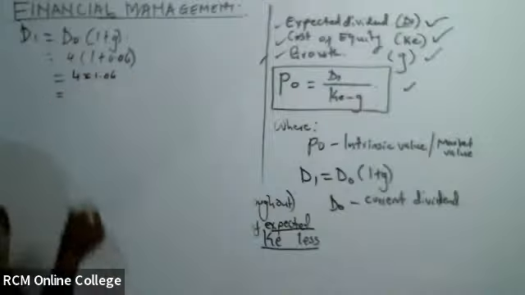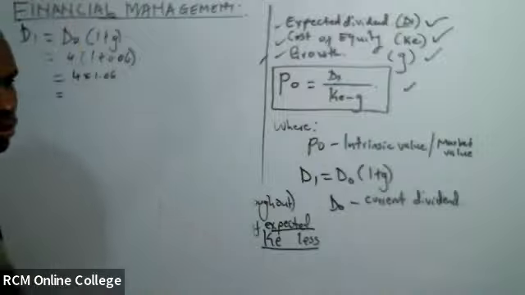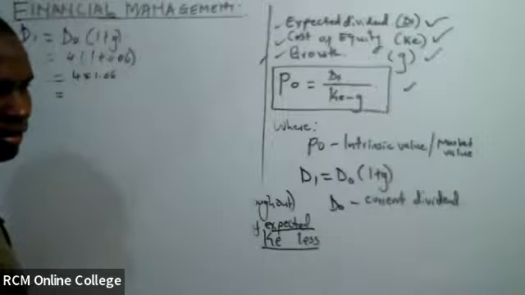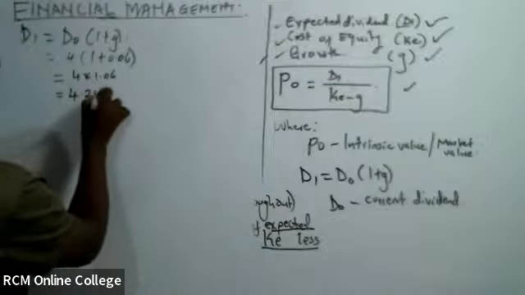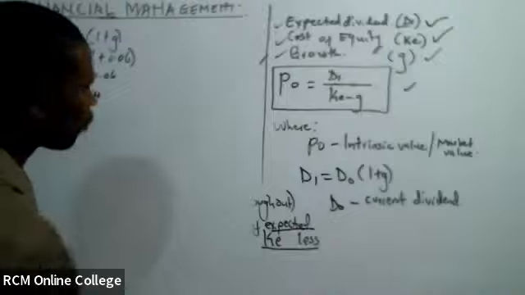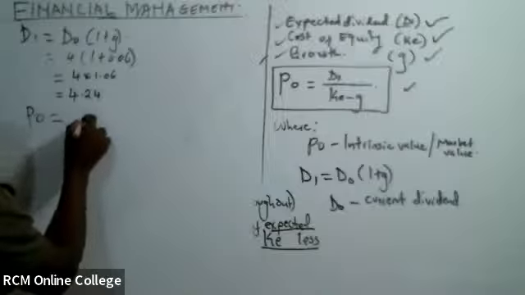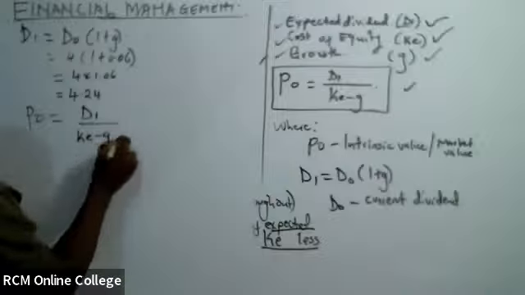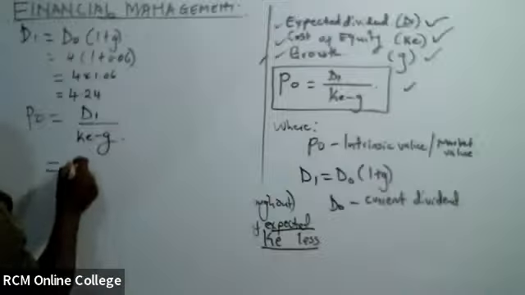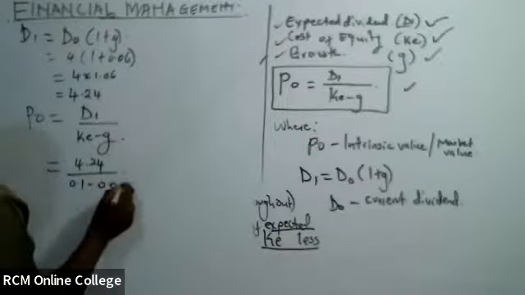So can you give me the D1? Somebody give me the D1. It is 4.24. Now, once I get that, I'm able to get my P0, because I know P0 is given by D1 over Ke minus g. Never forget the formula. So it will be equal to 4.24 divided by Ke, which is 0.1, minus 0.06.